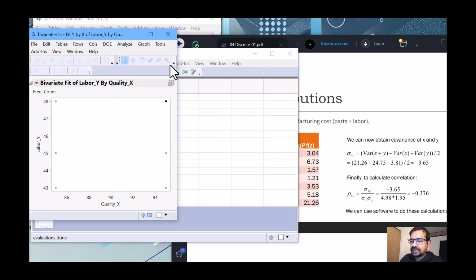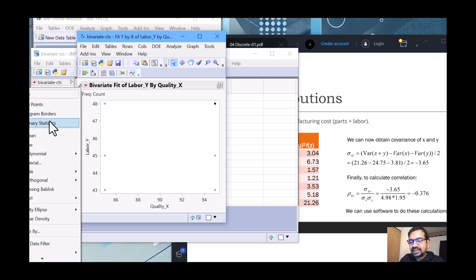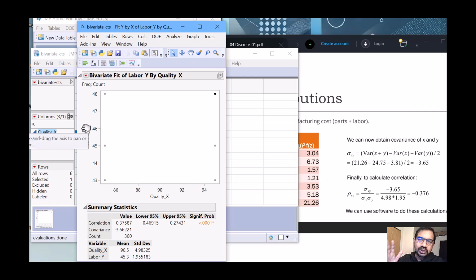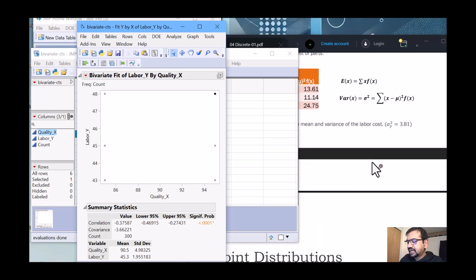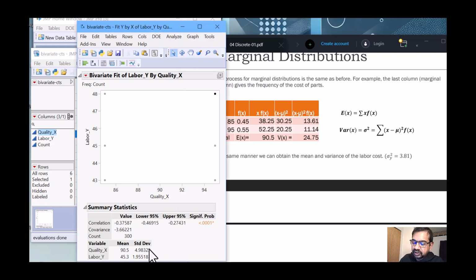Click OK. And here, this just plots our data, but in the red triangle, if we click on summary statistics, this is where we in just one go get our covariance and our correlation. Our covariance is minus 3.66, and our correlation is minus 0.37. And we also get the mean and the standard deviations of our X and Y. Recall that for X, we had found that the mean was 90.5, and this is what we have here. And instead of variance, we get standard deviation, but if we square it, this number would equal 24.75.